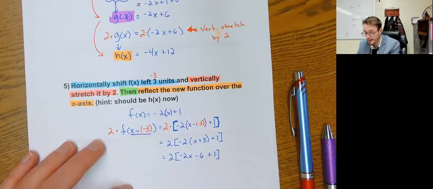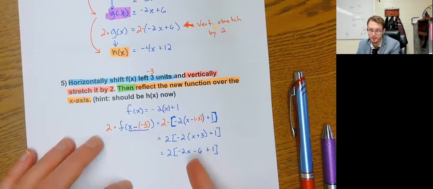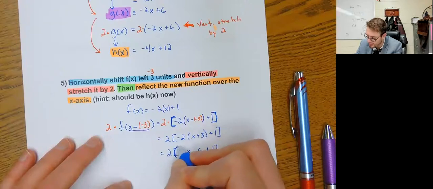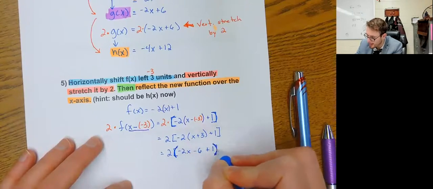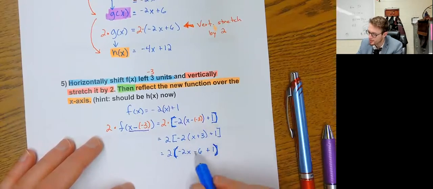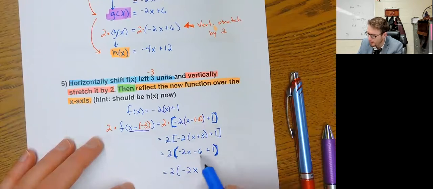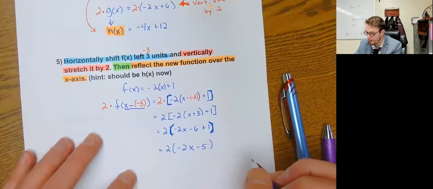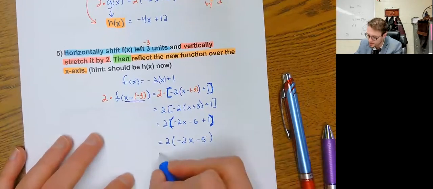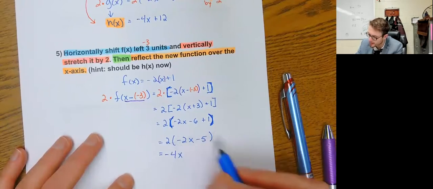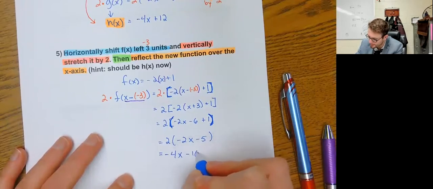Okay. At this point, I might actually change this bracket back to being a parenthesis, because I don't need the brackets anymore, since all the other parentheses are gone. Let's simplify the inside still. So we got 2 parenthesis, negative 2x, what, minus 5? Negative 6 plus 1 is minus 5. Okay, lots of steps. Almost done though. Let's distribute the 2. So 2 times negative 2x is negative 4x. And then 2 times negative 5 is negative 10.